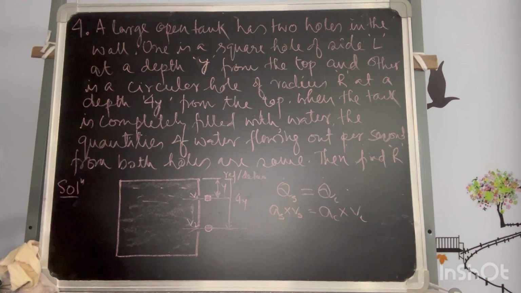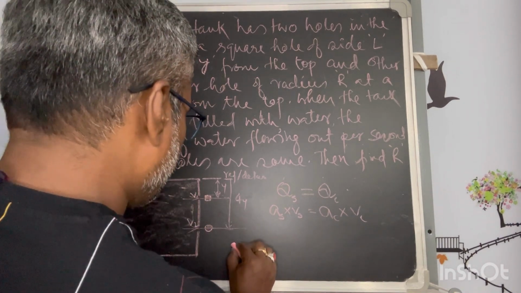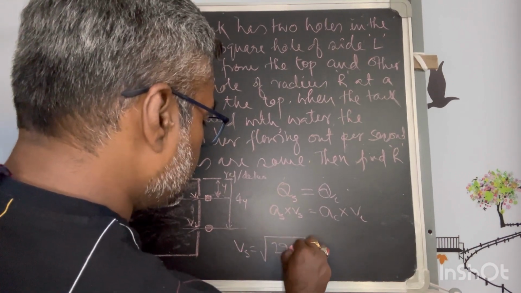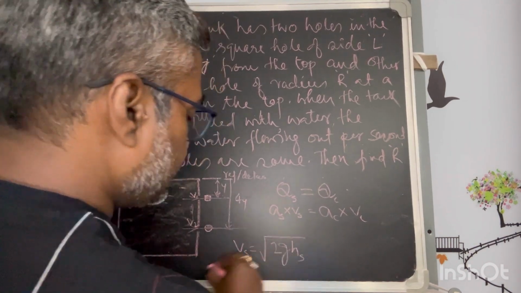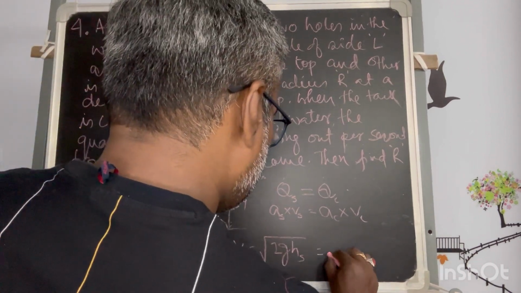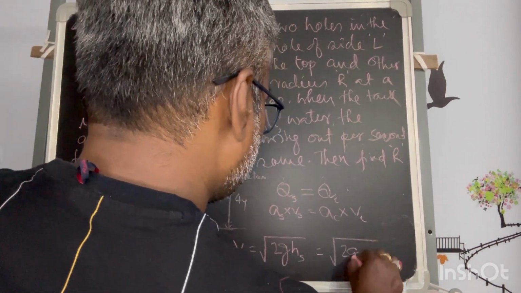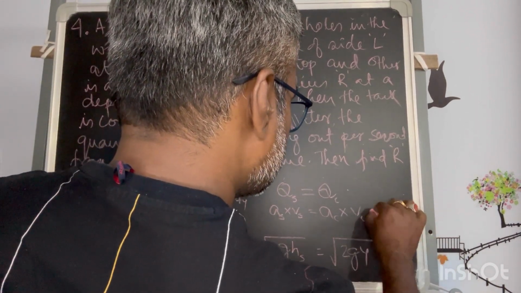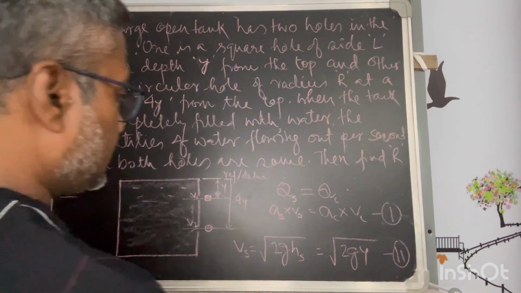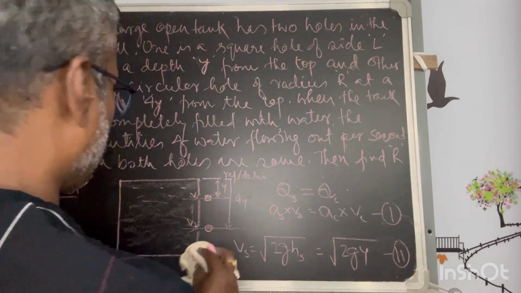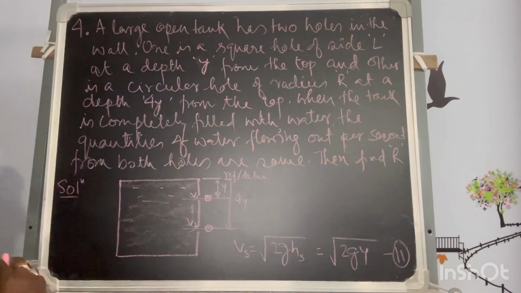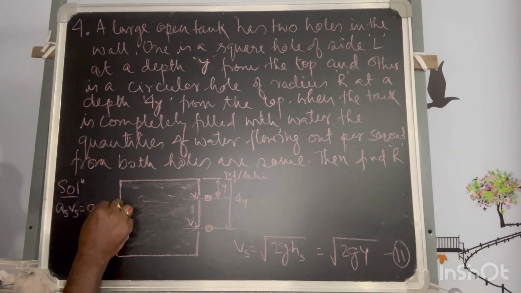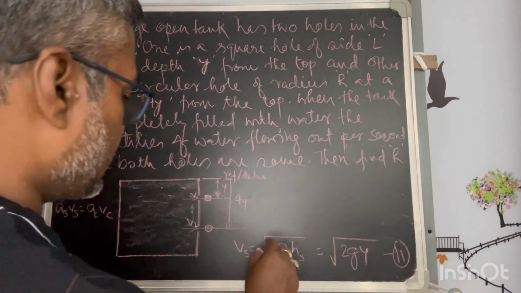Now individually think of the velocity from here. The velocity of the square is given by the formula square root of 2g and the height of the square. The height of the square is y, so this will be your second equation. Let's say this is the first equation: A square into V square is equal to A circle into V circle. This is the second equation.